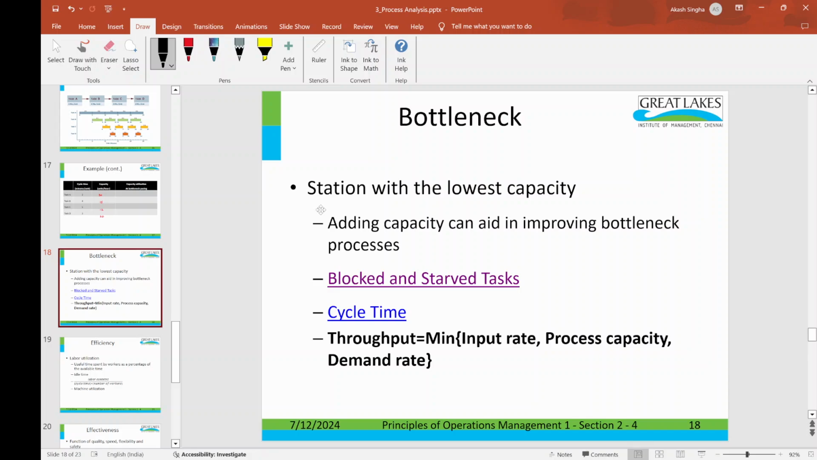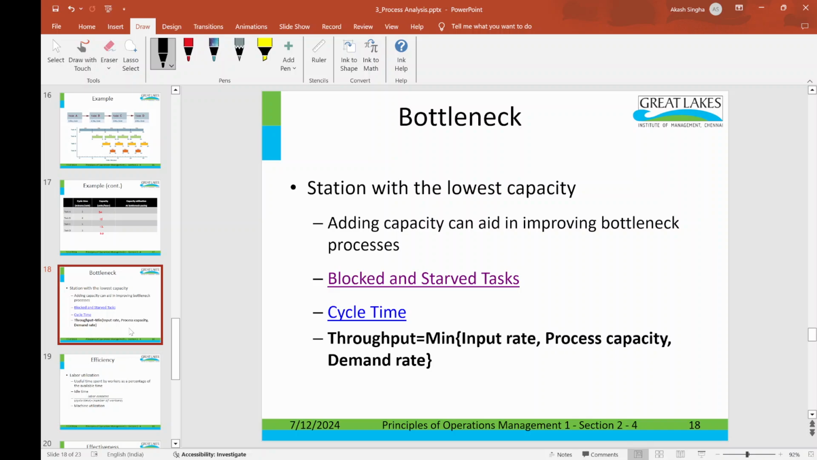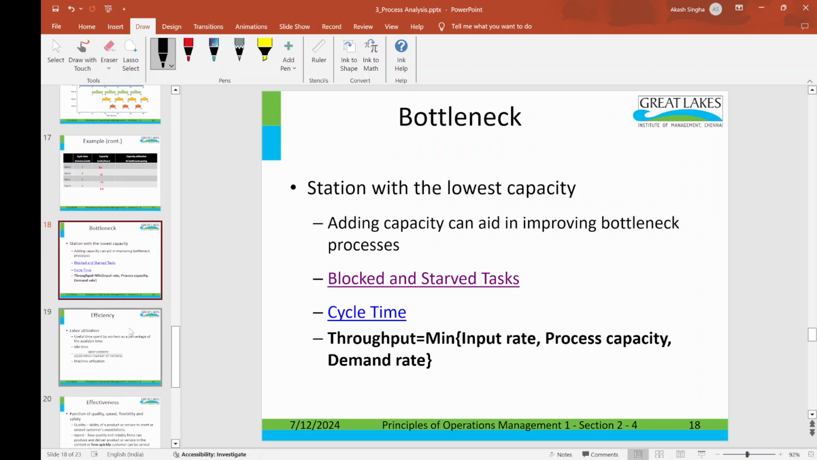If the bottleneck is at the very beginning, then it will create idle time for the next tasks. And if the bottleneck is in between, the process before that will stock up, and after a certain point it will get blocked because there would be too much inventory before the bottleneck to complete. So that is called blocked.